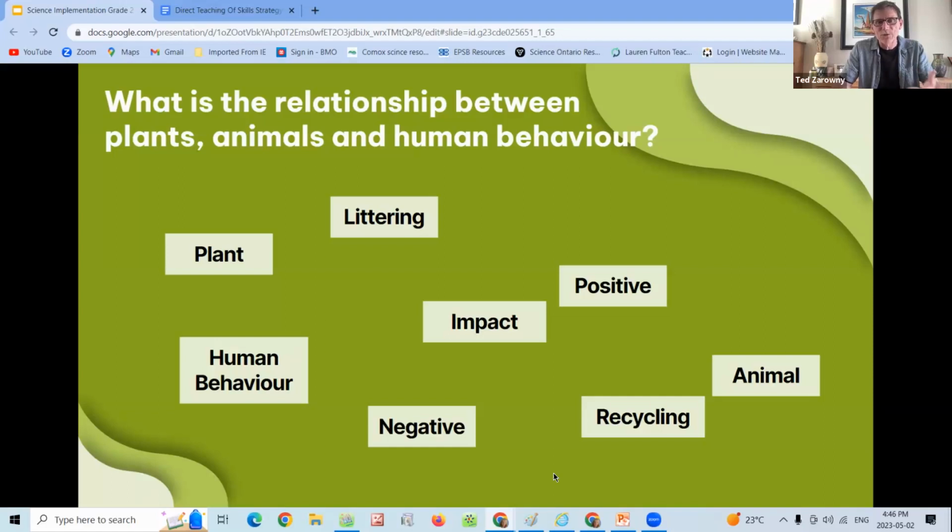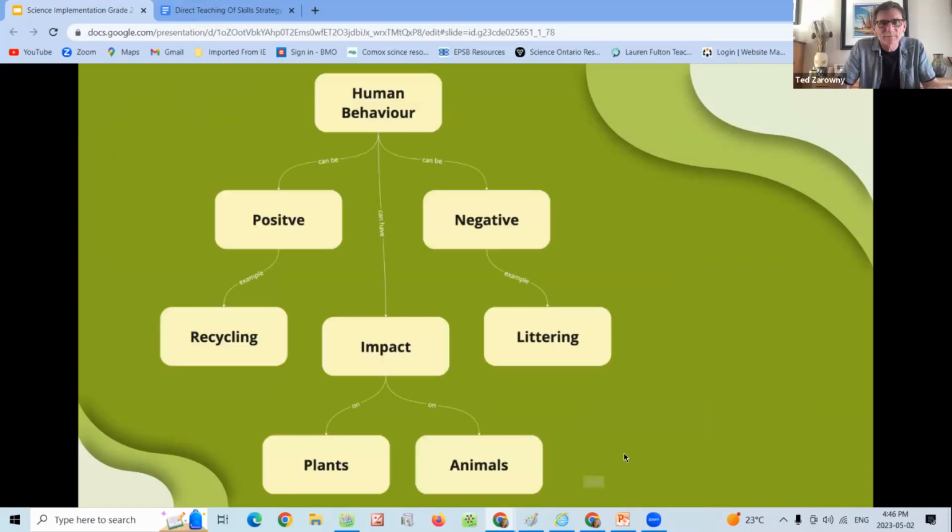So a concept map with these words may look like this. Next slide. Human behavior can be positive or negative, such as an example is recycling, an example is littering. Human behavior can have impacts on plants and on animals. All those words are connected. And then I could also ask, is that true that human behavior can be negative? How is littering negative? That's where you get those discussions, and to help students really demonstrate their understanding.